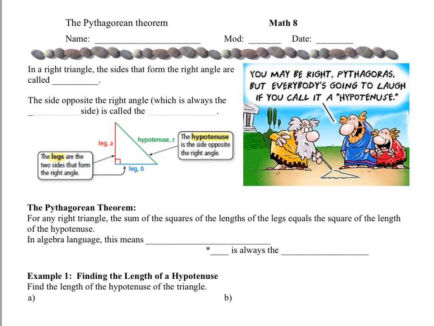Today we're going to talk about the Pythagorean Theorem. So in a right triangle, the sides that come together to form the right angle are called legs. The side opposite the right angle, which is always the longest side, is called the hypotenuse.